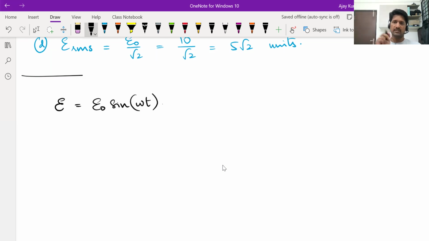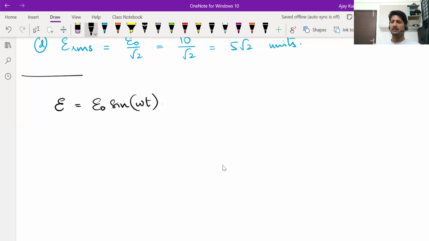When it is applied to a capacitor, how much charge will get developed on the capacitor, how much energy will the capacitor store in it. All those things you should be able to find out. When it is applied to an inductor, how much current will flow through the inductor? What will be the EMF induced across the inductor? What will be the energy stored in the inductor? All those things you should be able to find.